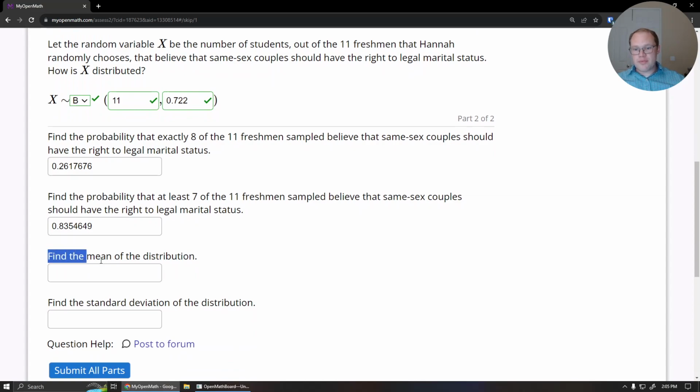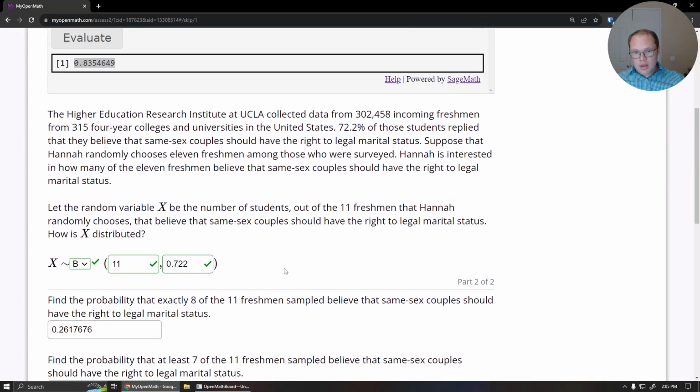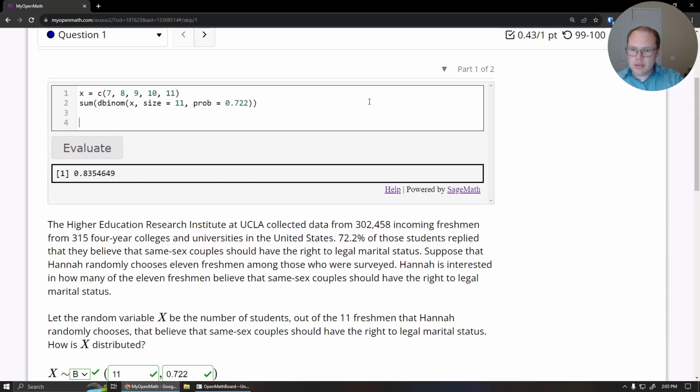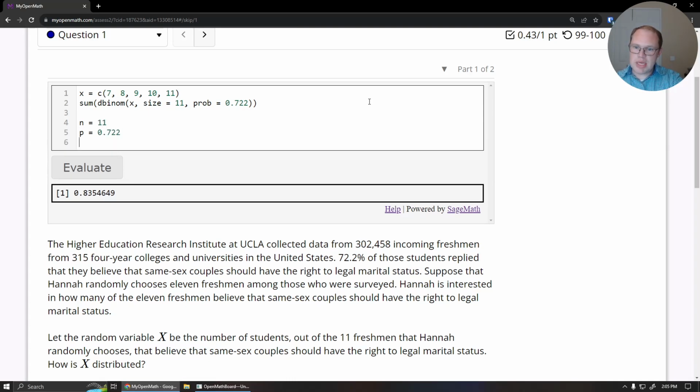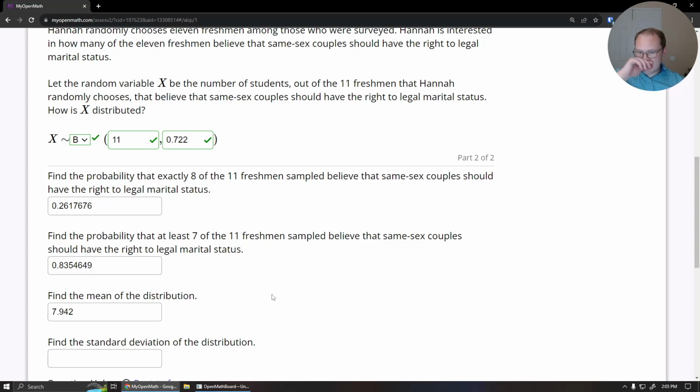Okay, just 2 more things. We want to find the mean and the standard deviation of the distribution. We're going to go back to the formulas we learned earlier. Okay, first I'm going to stick in what n and p are. n is 11, p is 0.722, which means my mean or my expected value is n times p. That's our formula for finding the expected value or the mean for a binomial distribution. And that's 7.942. So that's what we would expect to happen. We would expect 7.942 of the freshmen surveyed to say that same-sex couples should have the right to legal marital status. Now, of course, we can't get exactly 7.942, but this is kind of suggesting that maybe 8 is more likely than 7, right? It's kind of as in the middle as we can.